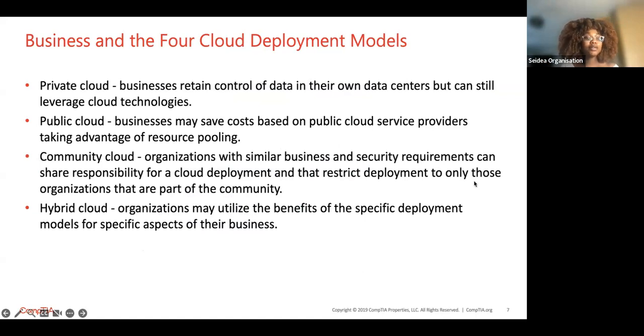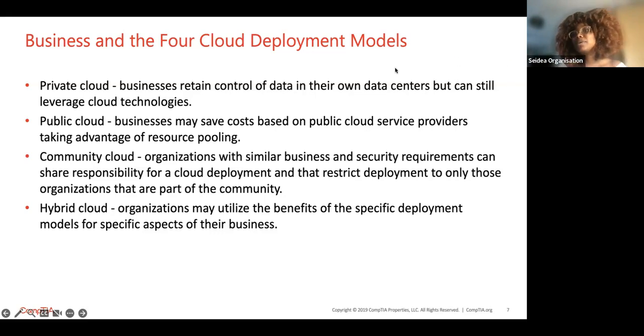We also deal with public cloud, which is how businesses may save costs based on public cloud service providers taking advantage of resource pooling. Remember the 5 characteristics that we were saying. And then community cloud, which is when organizations with similar businesses and security requirements can share responsibility for a cloud deployment. Examples we gave were like the NHS. And then the final one is hybrid, where organizations might utilize the benefits of private, public, community, a mix and match of those.